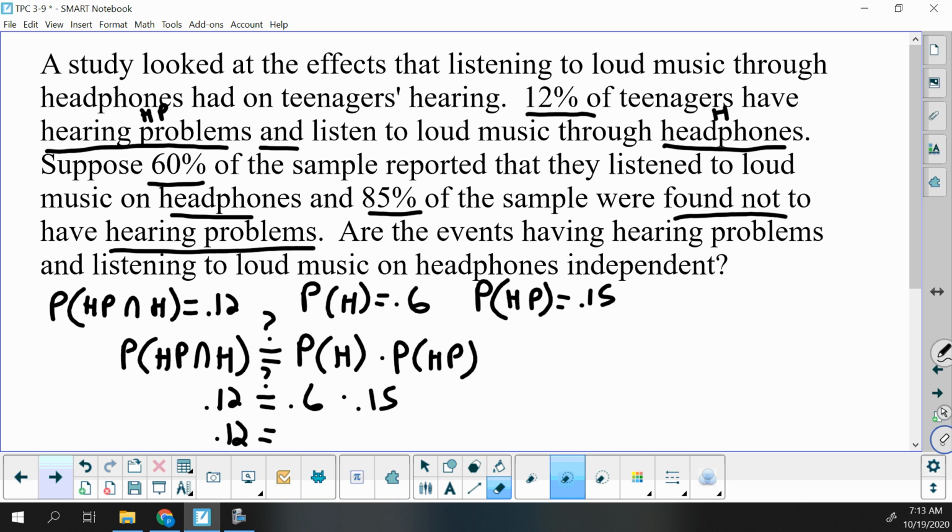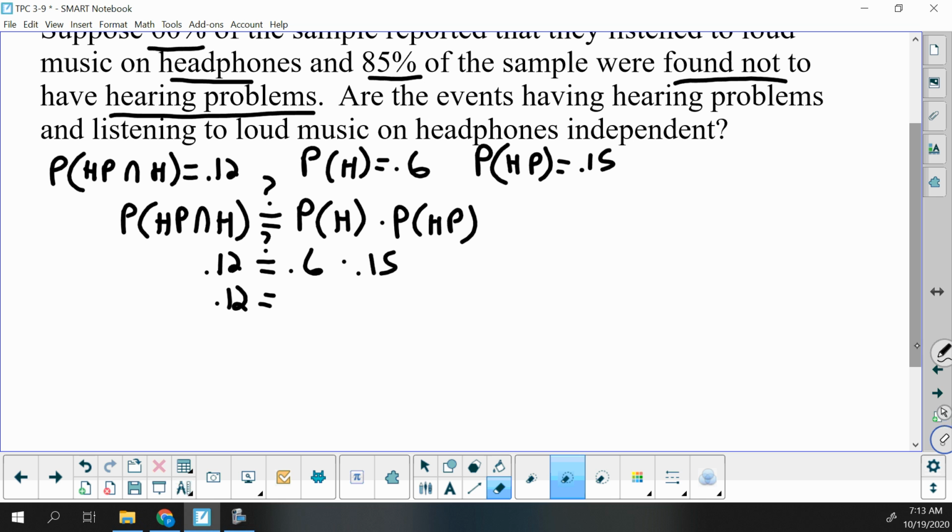We'll give you a second on your calculators to type in the 0.6 times the 0.15 and see what it gives you. And we should have got 0.09 for that. They are not equal. So are the events independent? We would say no, they are dependent.